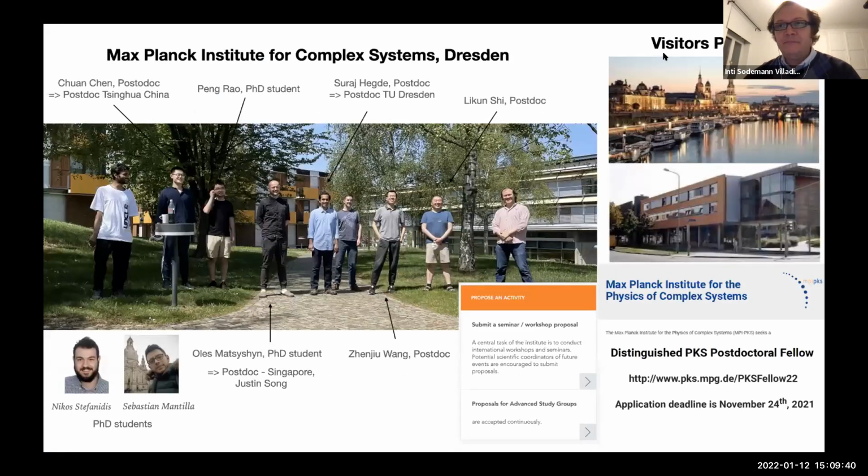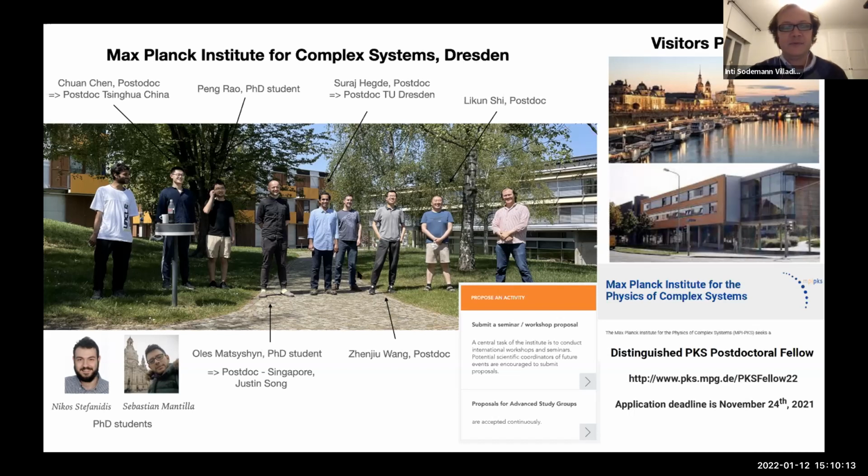So I am right now in a moment of transition, essentially. Let me do a couple of slides of advertising of the places that I am at. I was a group leader at the Max Planck Institute for Complex Systems in Dresden as a full-time group leader until last year, and I will continue affiliated with Dresden as a part-time group leader for another year, basically.